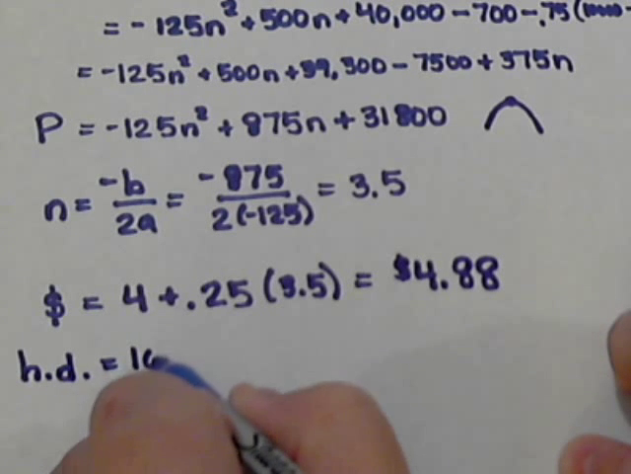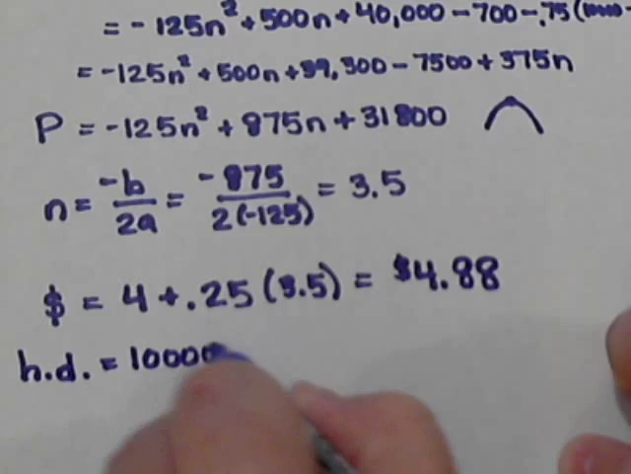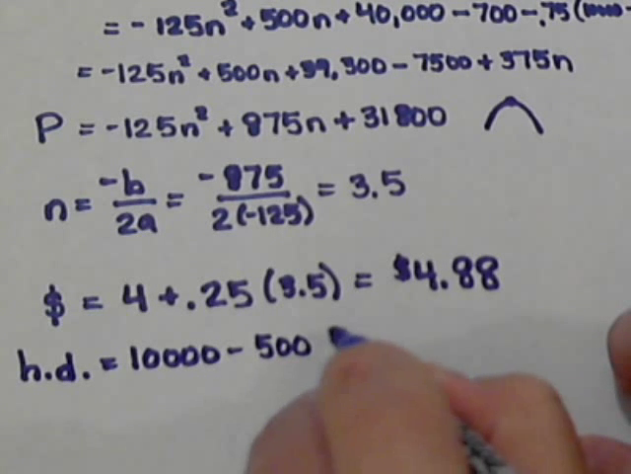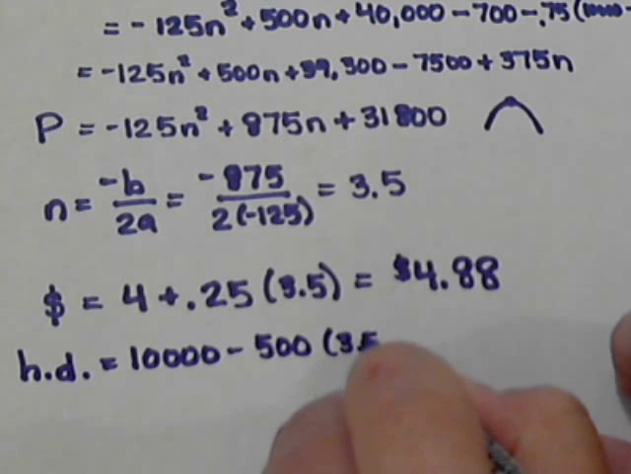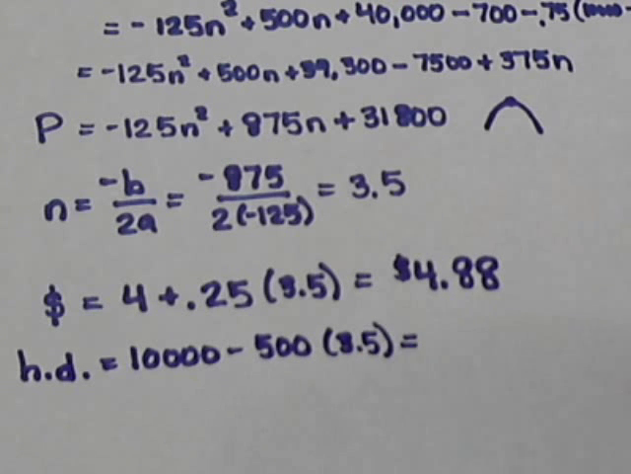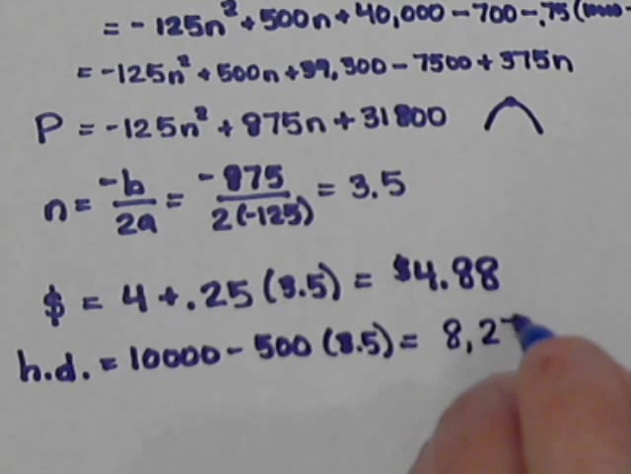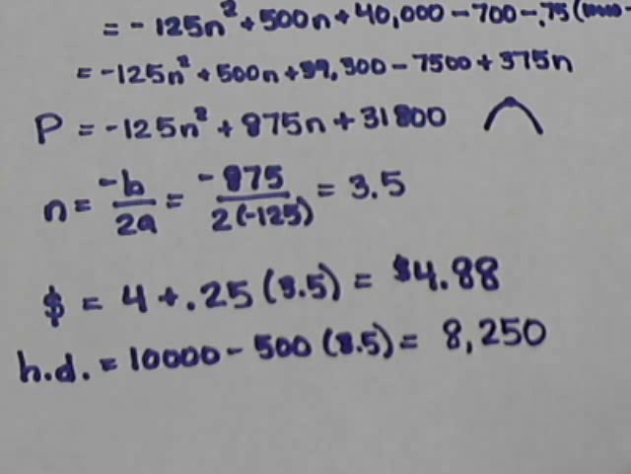How many hot dogs will we sell? Well, the same way. We know our hot dog part of the formula is 10,000 minus 500 n. So 10,000 minus 500 times 3.5 gives us 8,250 hot dogs.